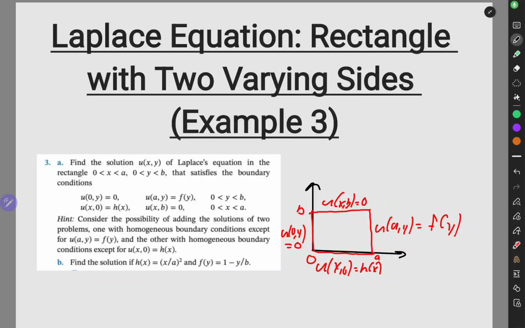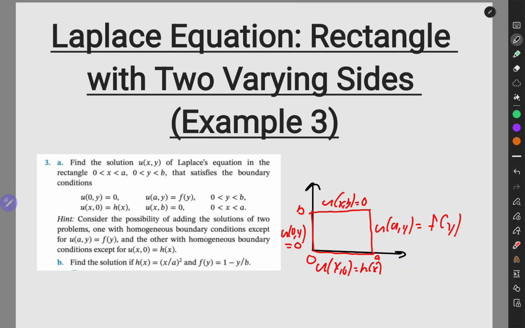Hello, welcome back. We're going to continue looking at Laplace equation on a rectangle. So far we've looked at two examples where three sides of the rectangle were 0. In this video we're going to have two sides that are 0, two that are non-zero. Two functions, right? So how would we go about doing this?